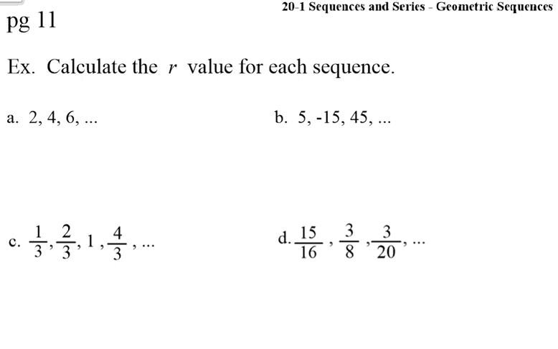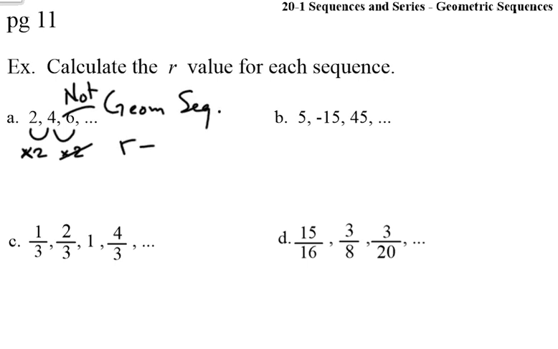Well, sometimes it's easy, right? 2 to 4, well, that's times 2. 4 to 6, okay, that's not times 2. So if it's not consistent, well, this is not a geometric sequence, which means there is no r value. R value, it's not applicable here, doesn't exist.